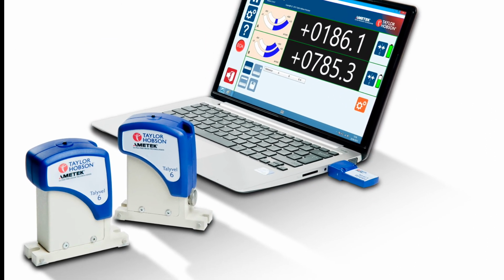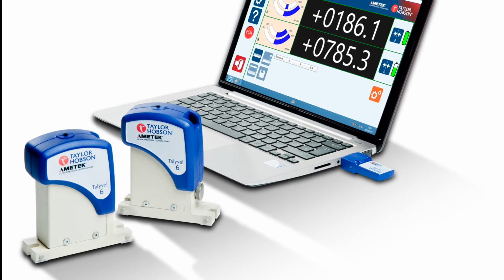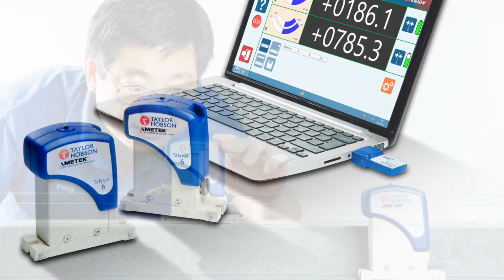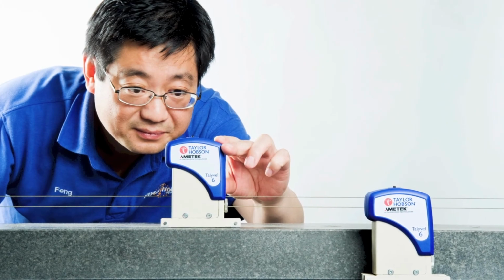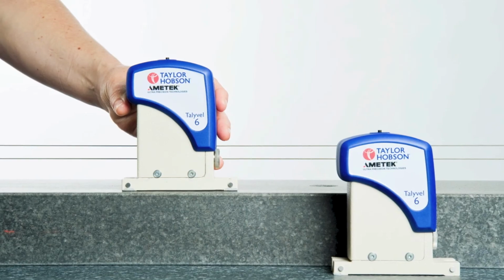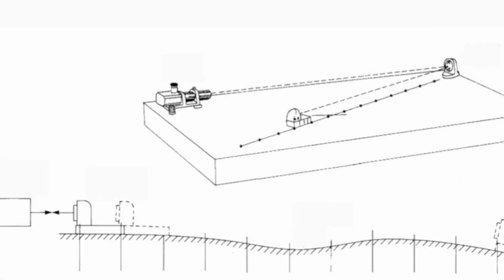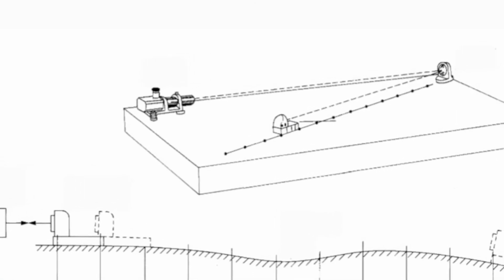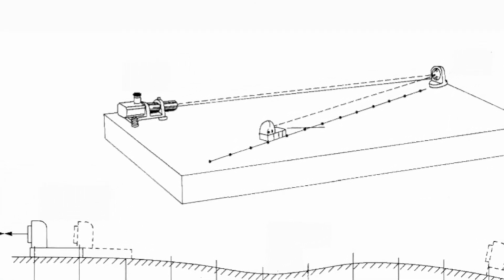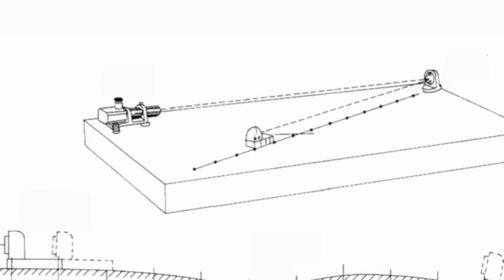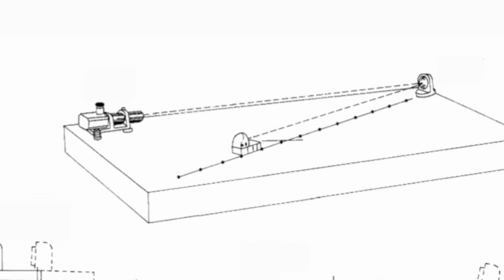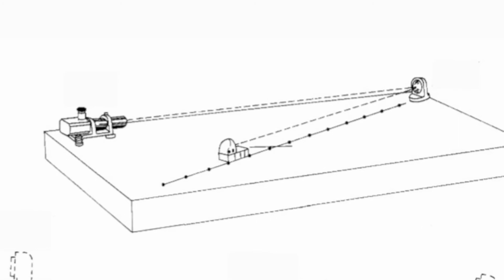We can also offer a twin level system or a differential system. This is where one of the levels is used to monitor any vibration. You can also use an autocollimator to measure flatness using the Union Jack, but this is a little more difficult and complicated than using a Talyvel.